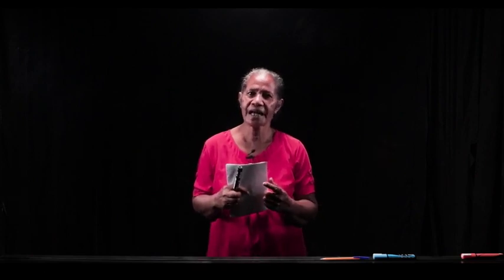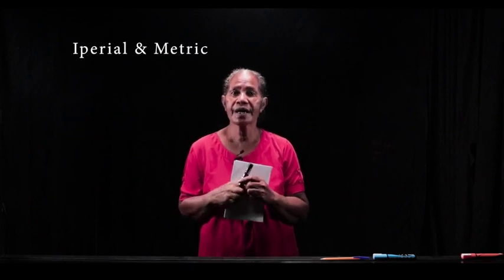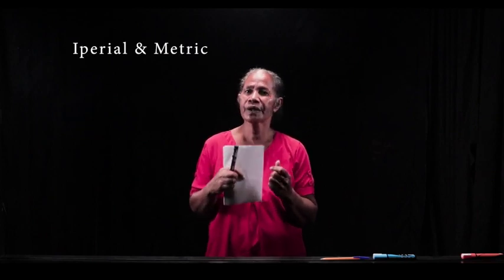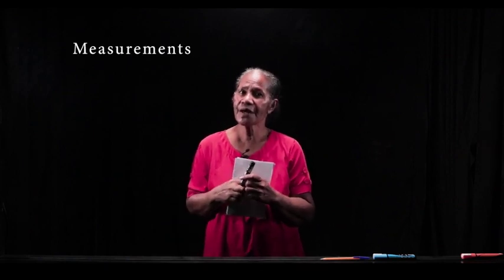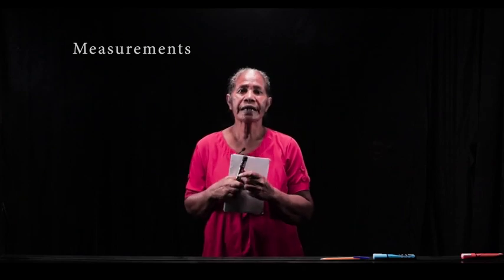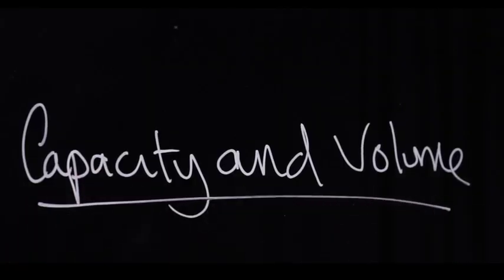In our previous lesson, we looked at measurements and basically at the two measurement unit systems, the imperial system and the metric system, and we were doing some conversion from one system to another. Today, we're still going to look at measurements, but this time we're going to look at capacity and volume, mainly looking at the difference.